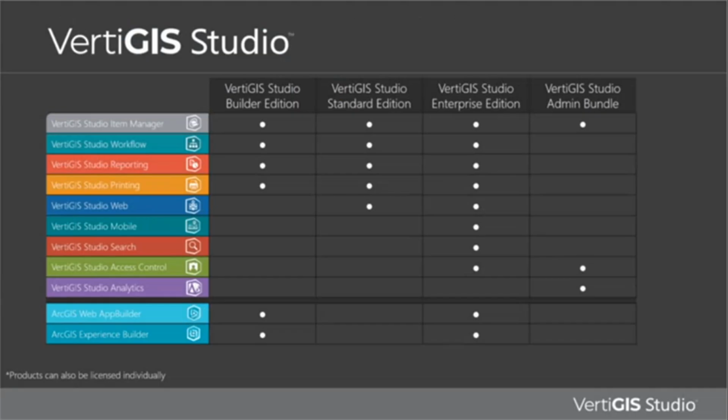Again, how is this packaged, right, from a licensing point of view? So, as I said, most of our users go with VertiGIS Studio Workflow, Studio Reporting, Studio Printing, and the Studio Web. So the Studio Web as a framework to build your apps, all right? If you want to work with mobile, then you actually get a certain number of Studio Mobile.